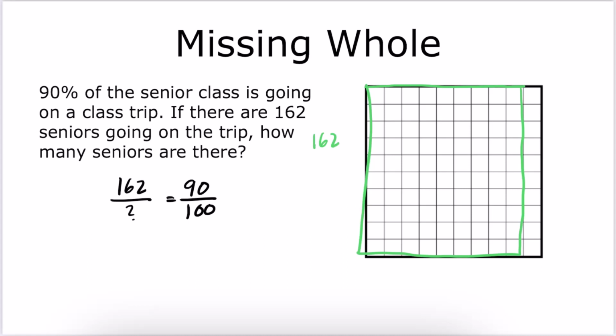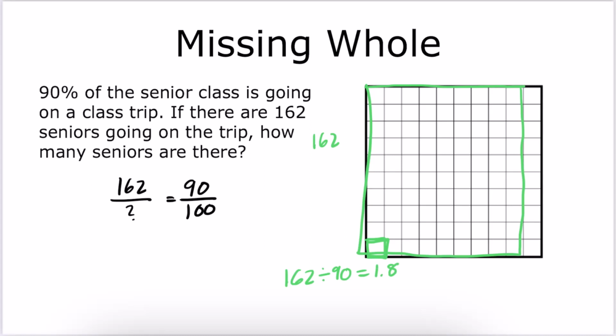And so we want to figure out how much one of these little boxes is. So to do that, we're going to take 162 and divide that by 90. And I'm just going to do this on my calculator, but obviously with your students, you would probably want to help them practice their long division skills. And when I do 162 divided by 90, this gives me 1.8.